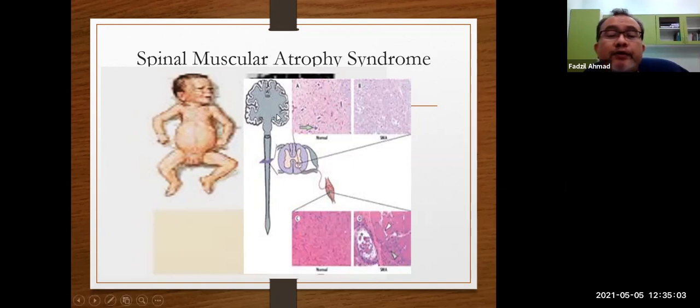This one is spinal muscular atrophy. This is what we are talking about, the muscular causes.